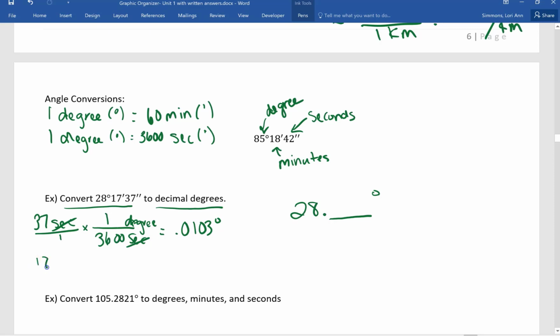Now let's convert the 17 minutes to degrees. So minutes would go on the bottom, and degree would go on top. There are 60 minutes in 1 degree. So when you take 17 times 1 and divide that by 1 times 60, you get 0.283 repeating degrees.